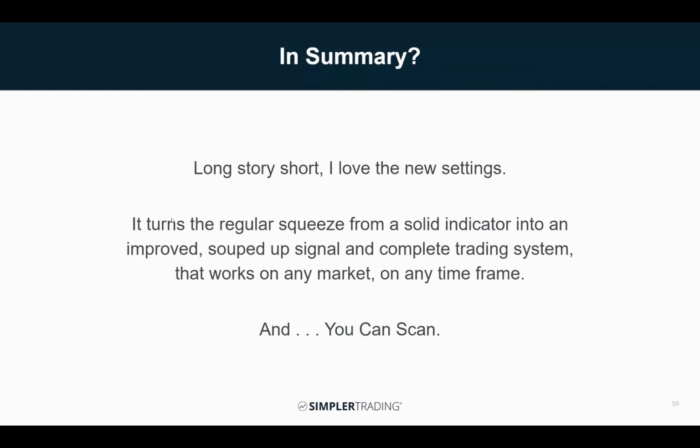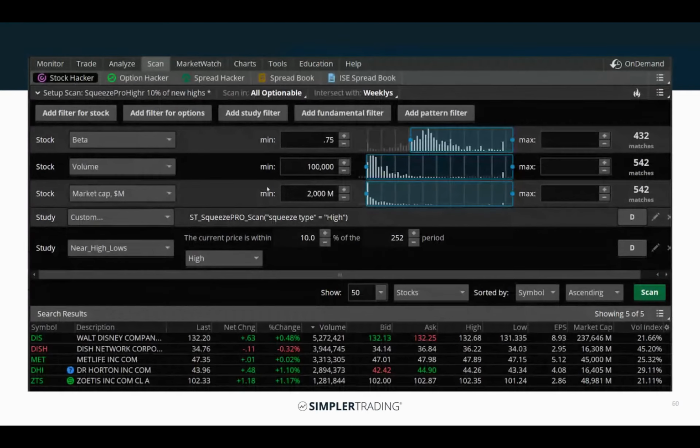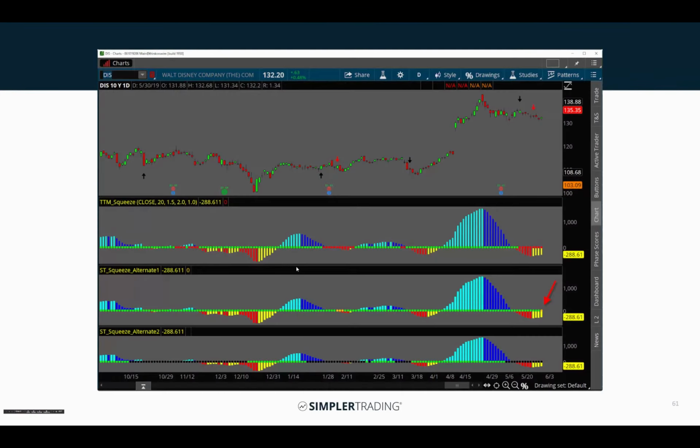Okay, and you can scan for these too, which is great. So you can sit there and say, great, I need to know what black dot squeezes are setting up in all optionable stocks with weekly options. And in this case, we got Disney, Dish, Met, et cetera. So that's great. And in this case, here it is, and we can see that this was set up when Disney was at a little over 130, and of course since then it's had a really nice move higher.